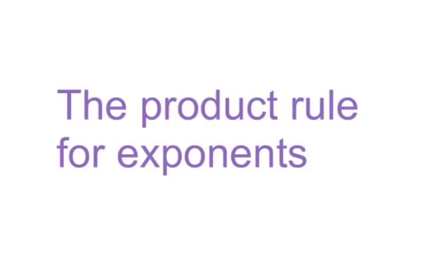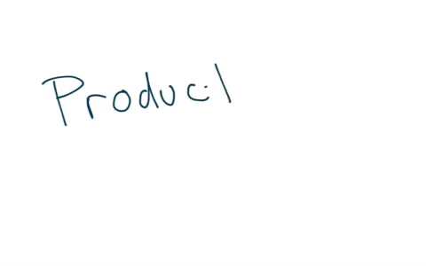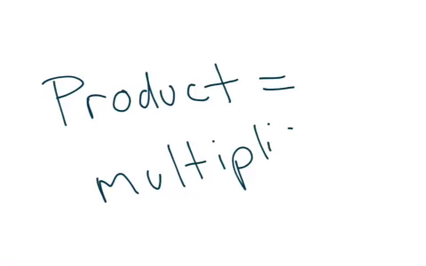Today we're going to look at the product rule for exponents. What do we mean by the word product? Remember, product means multiplication. So when we're talking about the product rule for exponents, we're talking about when we multiply two different exponential expressions.